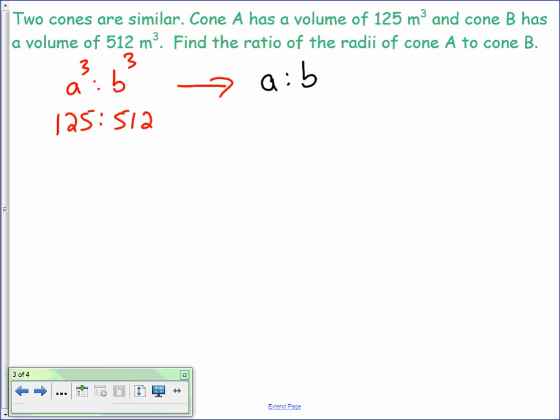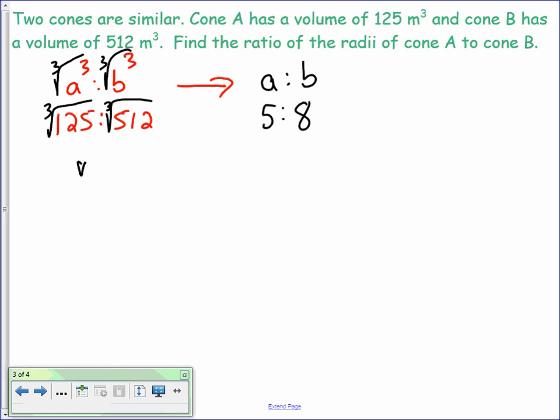How do you do this? Well, the opposite of a square is a square root, so the opposite of a cube is a cube root. So we are going to take the cube root of everything, and the cube root of 125 is 5, and the cube root of 512 is 8.